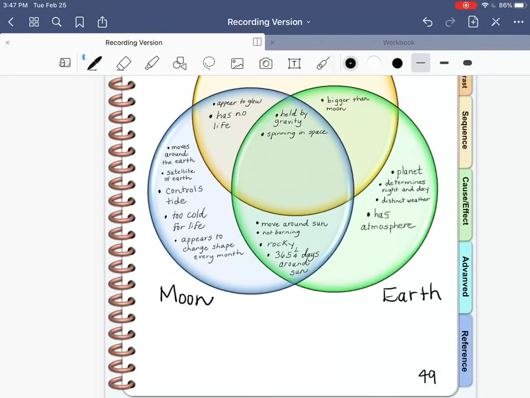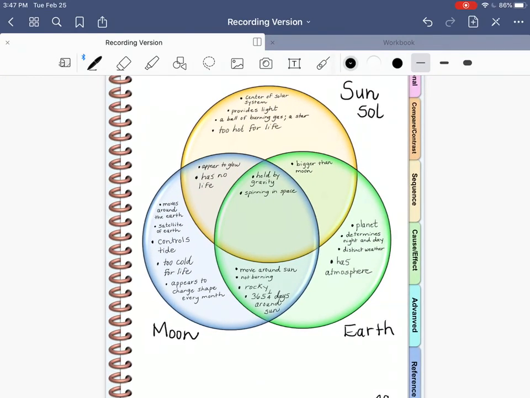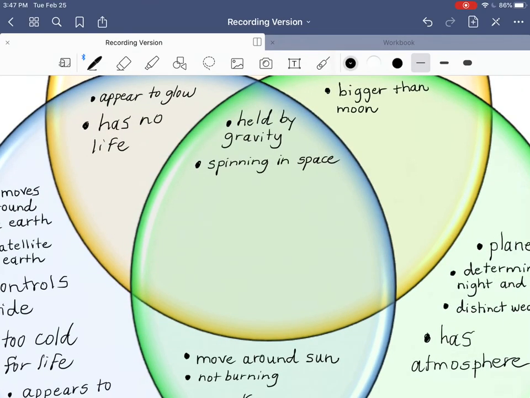Which of these belong to our solar system? Which of these are part of our solar system? All of them are. So we're going to go to the middle. They belong to our solar system. Sol, which is the name of our sun, is in the center of the solar system. So all of these, including the sun, are parts of the solar system.